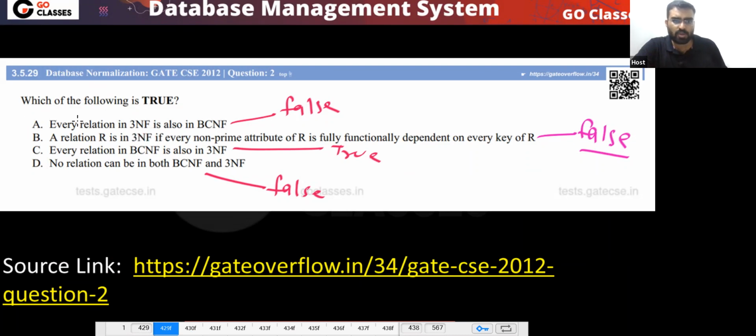So the question is asking for the true statement. The answer will be option C. But remember, if you replace this with 2NF, it must be 2NF to be correct.